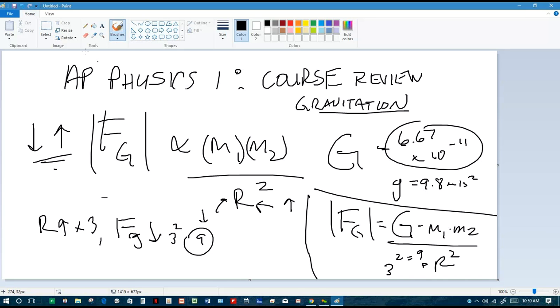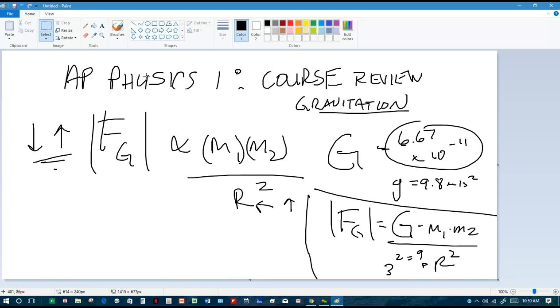You could go the other way with it, of course. Instead of things getting further apart, they could say, well, these planets are getting closer. Okay, we can do that whole entire process as well.